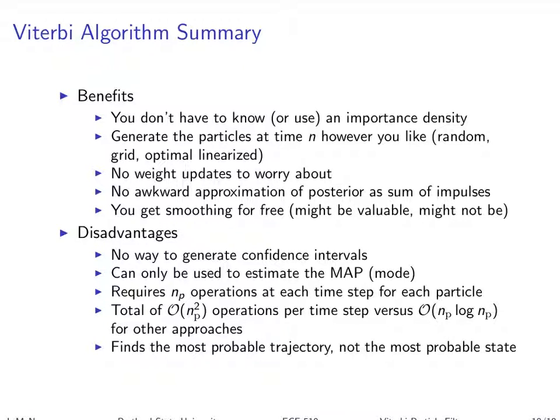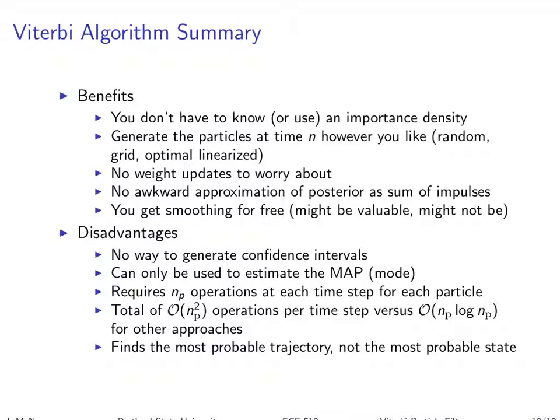There's no weight updates. All we're keeping track of is the joint probability for each particle. We don't have to worry about the sum of impulses to represent some kind of posterior. And we kind of get smoothing for free, which might be valuable for some applications. For some applications, it might not be. It was this smoothing aspect that I was interested in for the research project I was working on with GoalRes. And it turned out that it wasn't any better than the incentive Kalman filter, but that's really what we were after. The disadvantages: because we no longer have some kind of representation of the posterior, we lost confidence intervals. You don't get any kind of approximate confidence intervals. We're just finding the most probable trajectory, but I can't tell you how good it is.